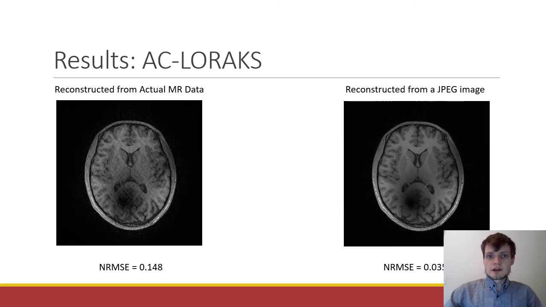On the left is an undersampled reconstruction of K-space data acquired on an MRI. On the right is the reconstruction of a JPEG image. They both have an acceleration factor of 1.75. As you can see, the reconstruction problem posed by the JPEG image is significantly simpler than the actual reconstruction problem. The difference seen is due to JPEG compression and the lack of phase in the JPEG image.